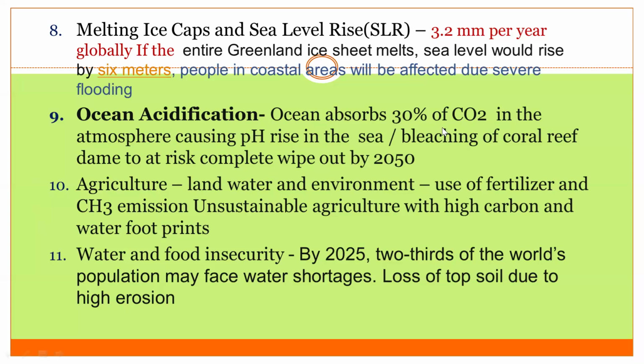Ocean acidification. You know that the ocean absorbs 30% of the carbon dioxide in the atmosphere because it is continuously aerated due to waves. During that wave action, this air is dissolved in the sea, causing a pH change in the sea. Carbon dioxide, when it is dissolved in the water, forms carbonic acid, hydrogen plus and HCO3 minus ions.